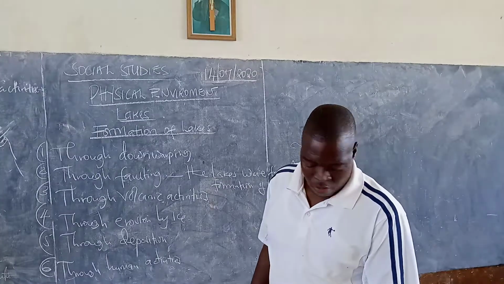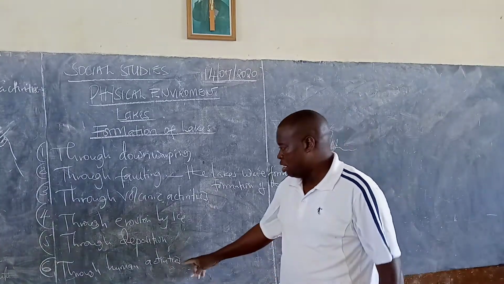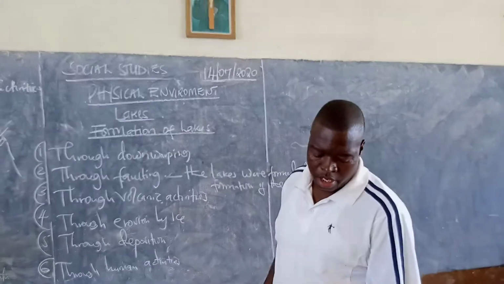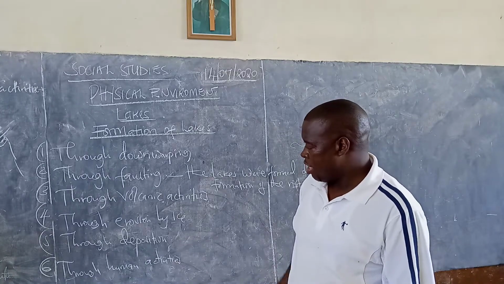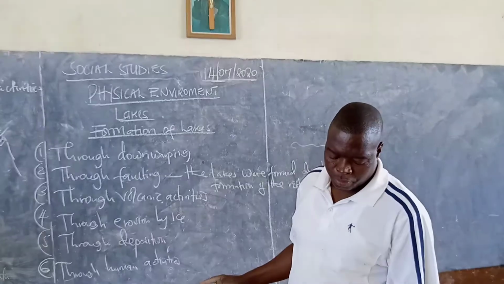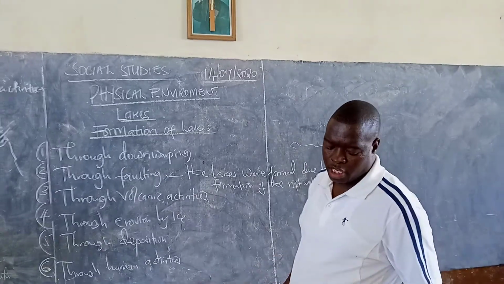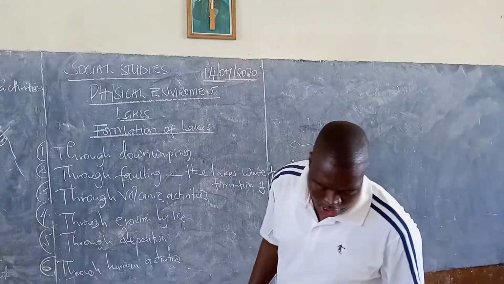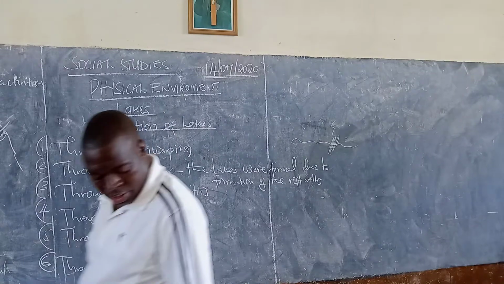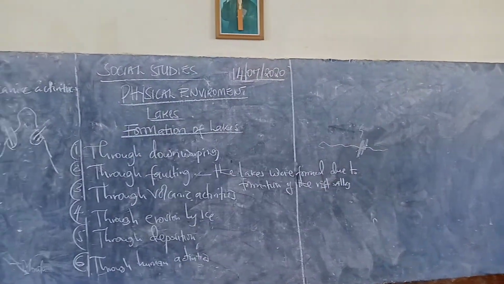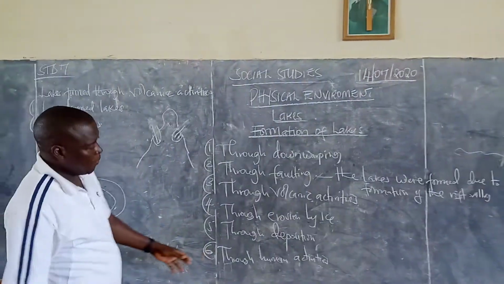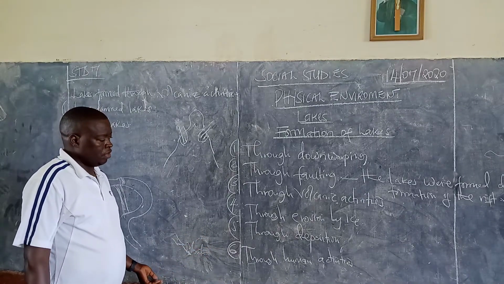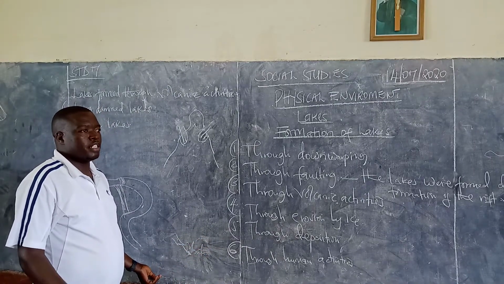So we move on to the sixth, and we are talking about the human-made lakes. These lakes are formed as a result of human activities, whereby, for example, they are formed when a dam is constructed across a river. In Kenya, we have the Seven Forks scheme that is across River Tana.